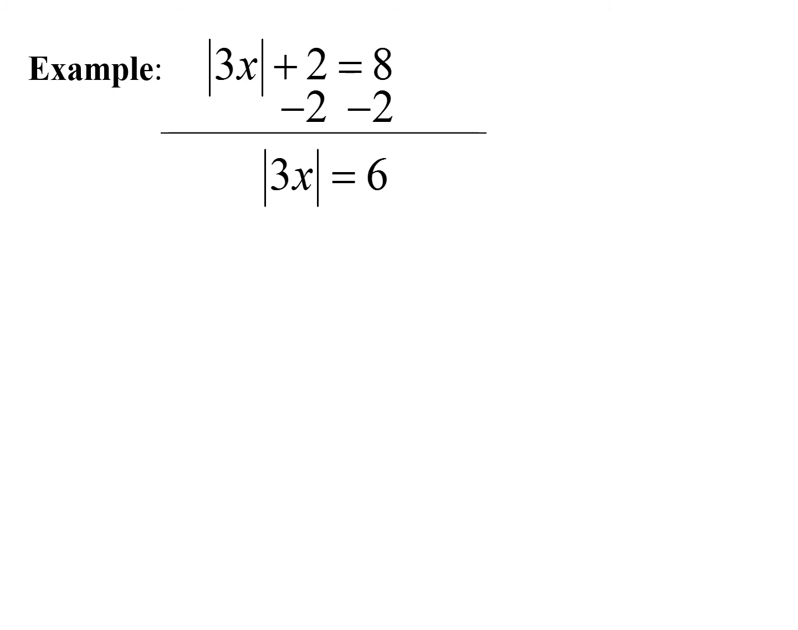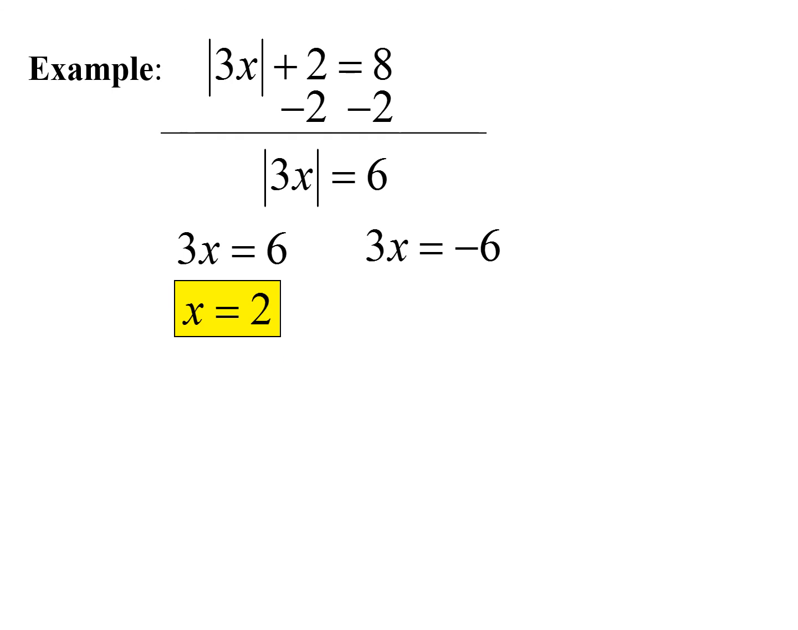So the absolute value means that it's the distance away from 0. So it could go to the right, meaning that 3x equals 6, or it could go to the left, so 3x could equal negative 6. To solve the first equation, I want to divide by 3, and we get x is equal to positive 2. For the second equation, I also want to divide by 3, but negative 6 divided by 3 is negative 2.